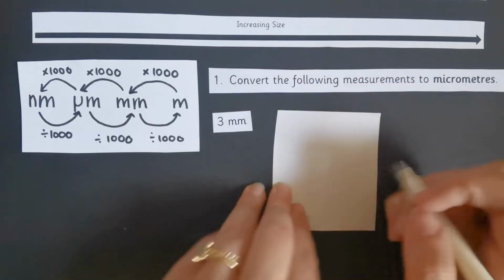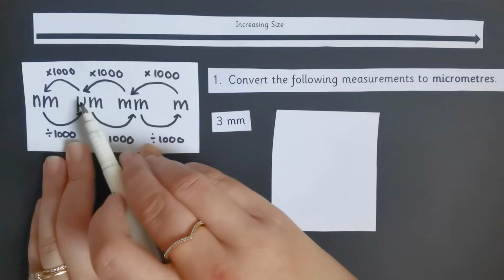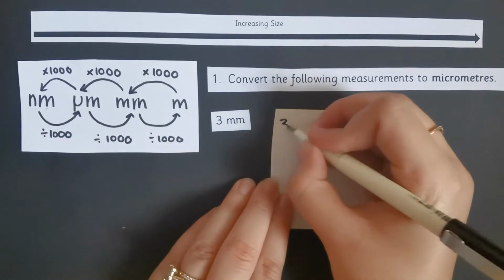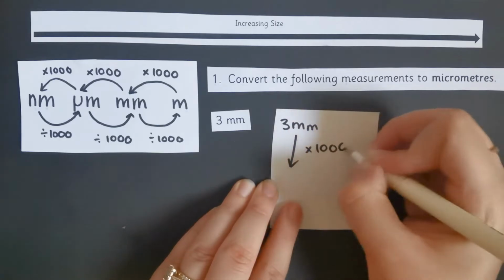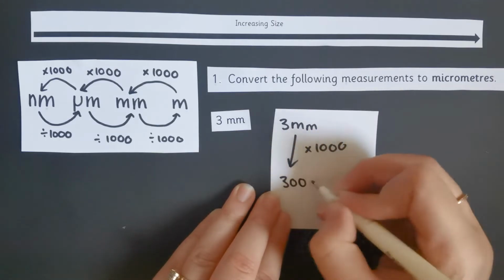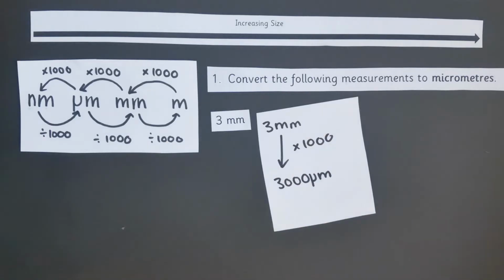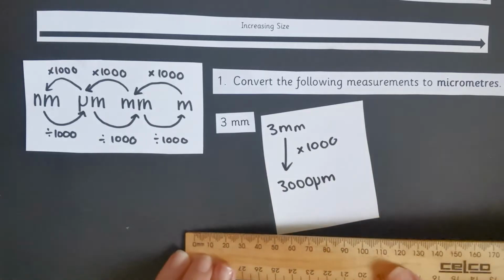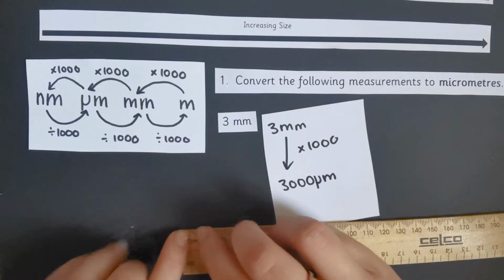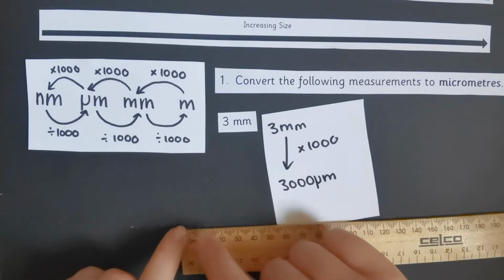All right, so we're starting off with 3 millimeters and we're going to micrometers. So that means we're going to times by 1,000. So 3 millimeters times 1,000 gives us 3,000 micrometers. So if I grab out my ruler again and we find 3 millimeters, in that 3 millimeters, there are 3,000 micrometers. So again, you get an idea of how small micrometers are.